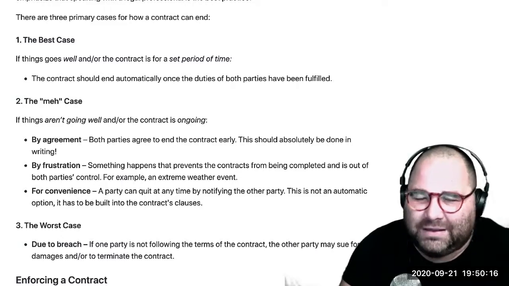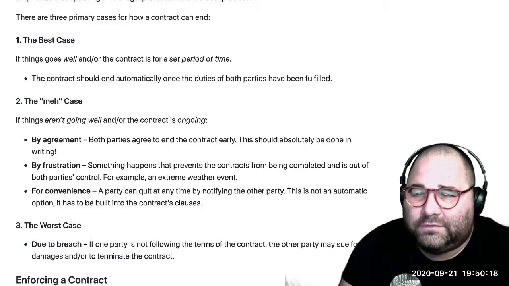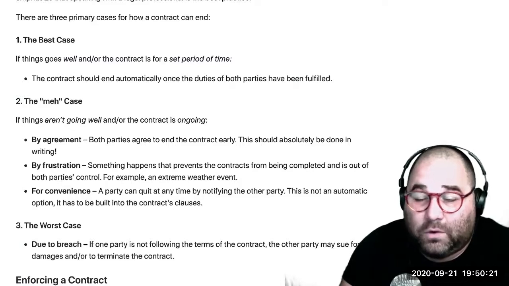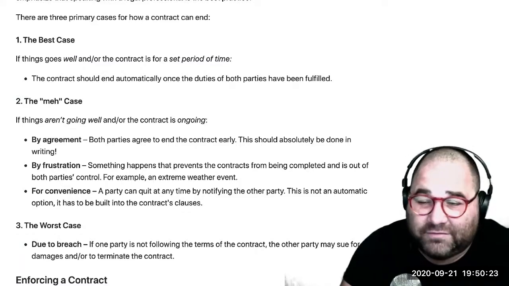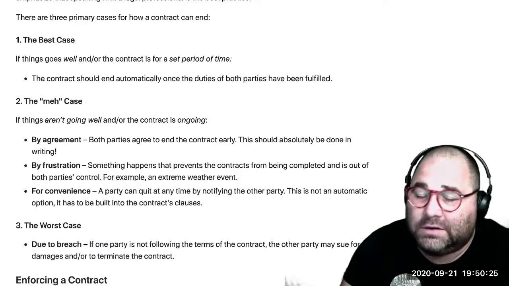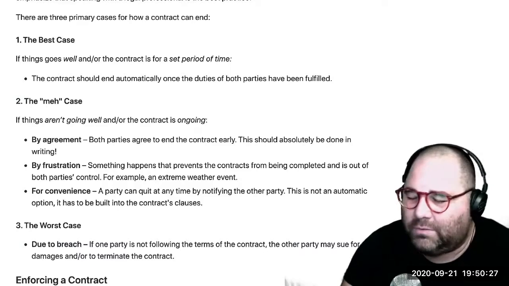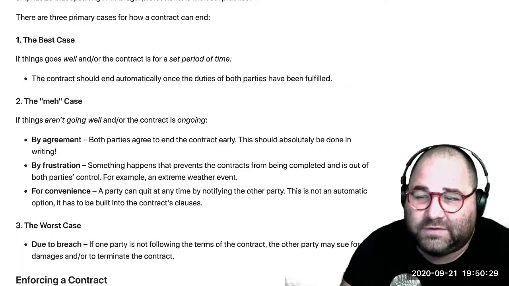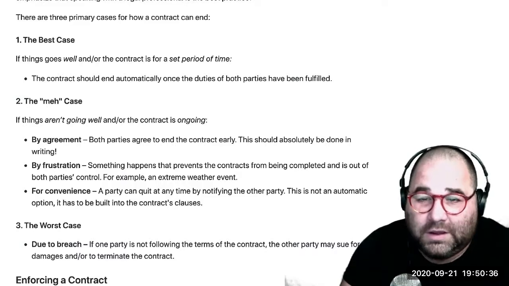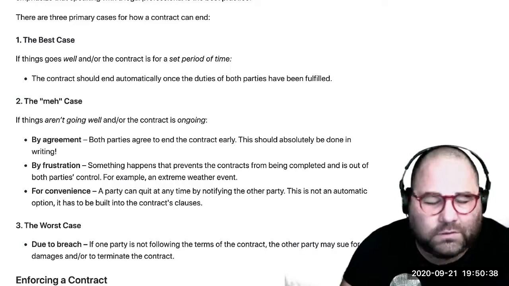So let's talk about the meh case. If things aren't going well, or if the contract is ongoing and doesn't have a set termination date, how do we end a contract? Like, how do we stop? We don't want to do this anymore. How do we stop it? The first way is by agreement, which is both parties agree to end the contract early. And this needs to be done in writing. Don't do this verbally.